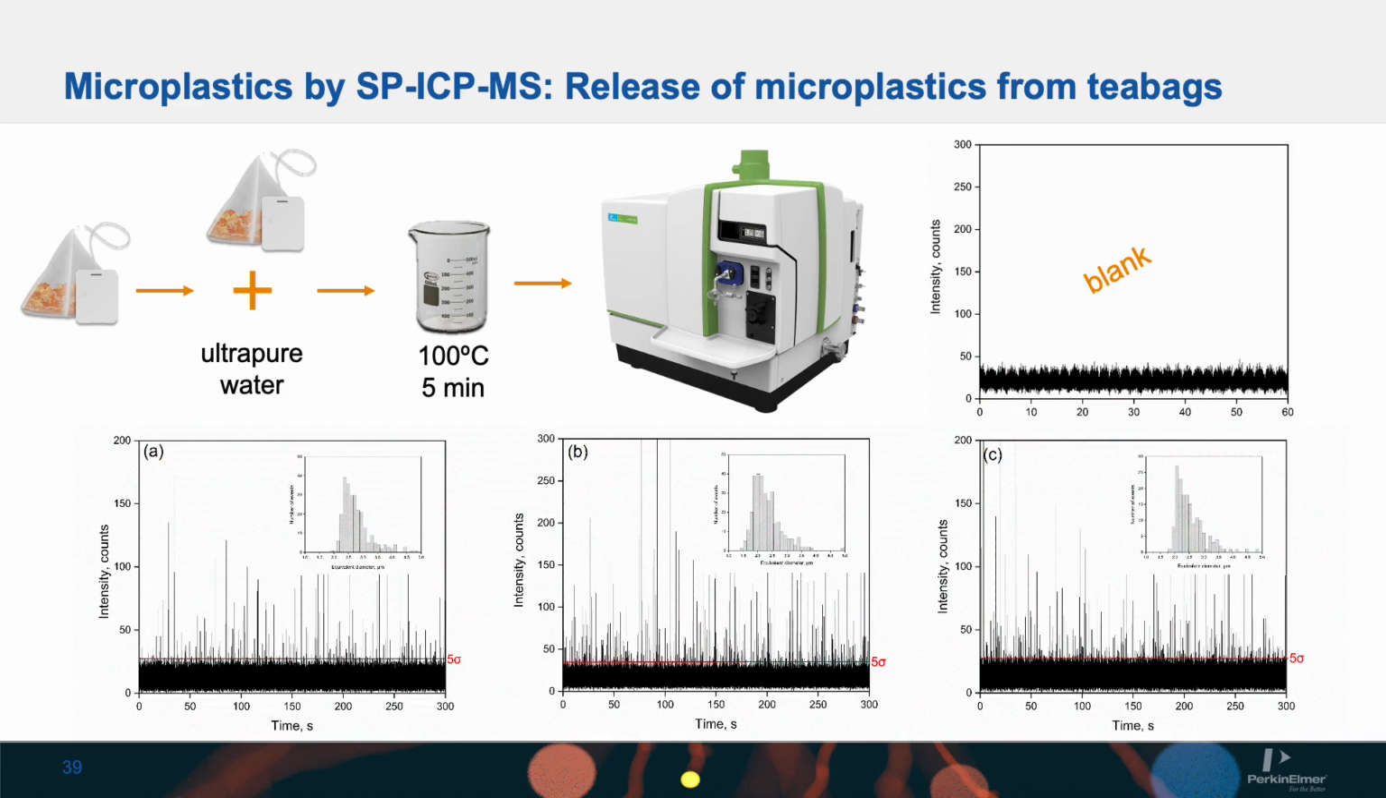Next, 2 empty bags were put in a glass vial filled with 10 milliliters of ultra-pure water, heated to 100 degrees Celsius, and left to brew for 5 minutes. After that, the bags were removed and the liquid directly analyzed by single-particle ICPMS after cooling it to room temperature. As in the previous case, we got blanks free of spikes, whereas the measurements showed clearly that microplastics had been released from the tea bags.